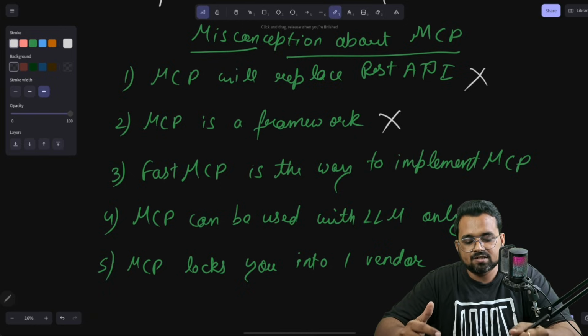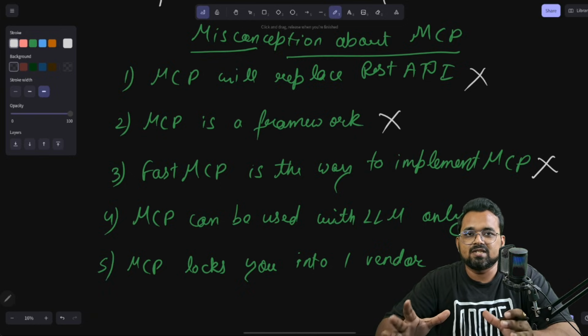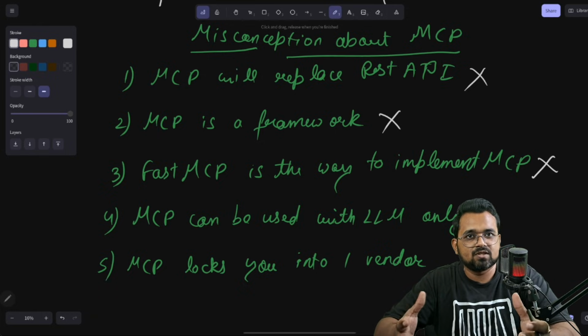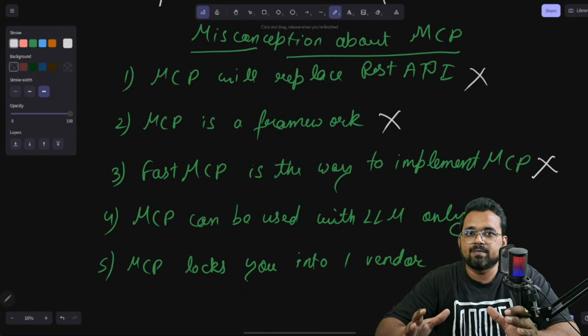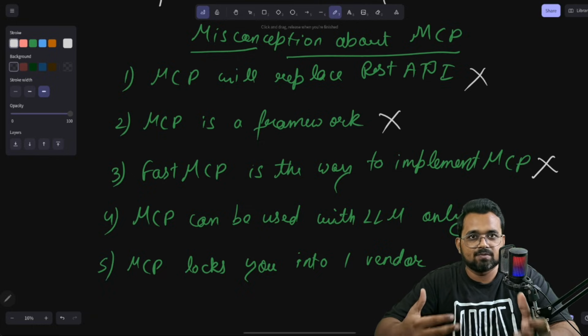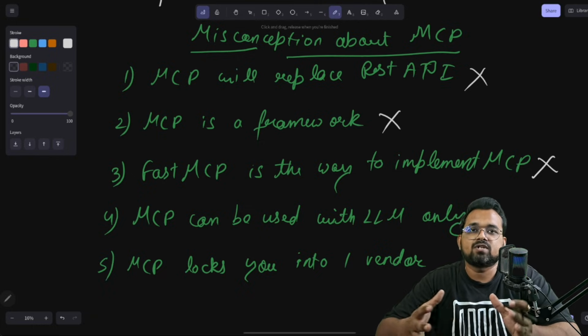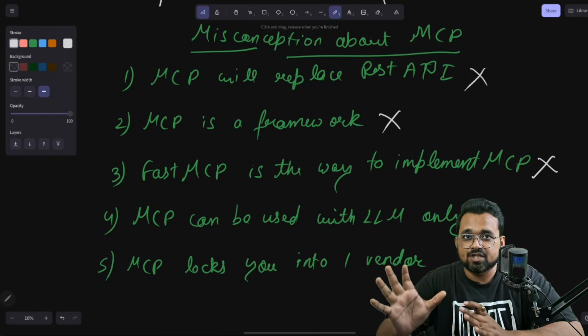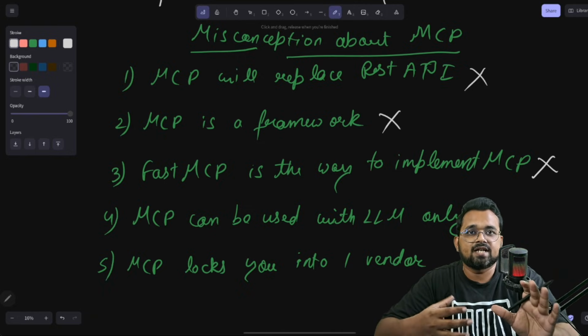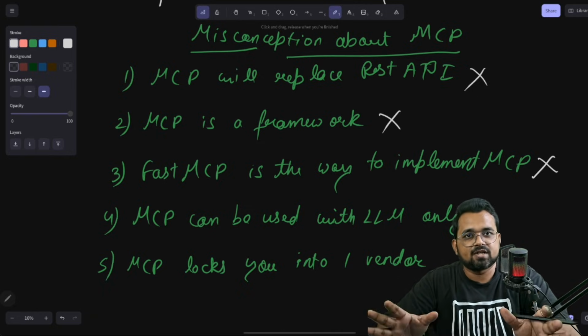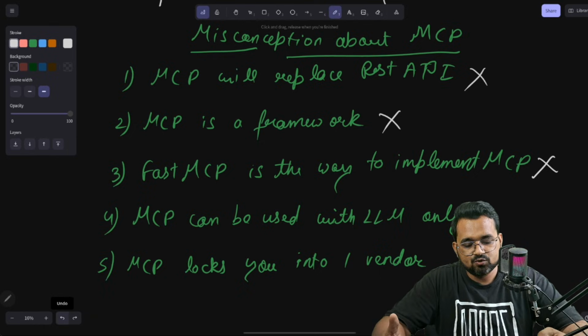FastMCP is the way to implement MCP. The answer is no, because FastMCP is a Python library, and most videos or tutorials use FastMCP to implement an MCP server and MCP client. But actually you can use any programming language. Not only that, you can create an MCP server in PHP and create an MCP client in Dart, and both can communicate with each other.